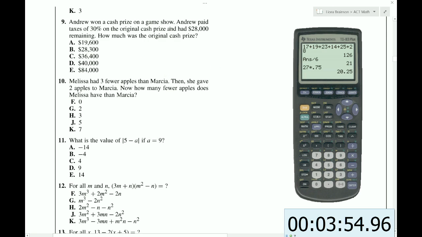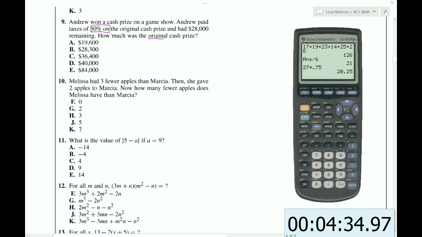Andrew won a cash prize on a game show. Andrew paid taxes of 30% on the original cash prize and had $28,000 remaining. How much was the original cash prize? Okay, so 30% tax rate, and the original price. All right, so we have to decide if this is a 30% increase or a 30% decrease. So normally when we are paying out taxes, it's an increase, right? Because we have the original amount and then we add the taxes to see the total outlay.